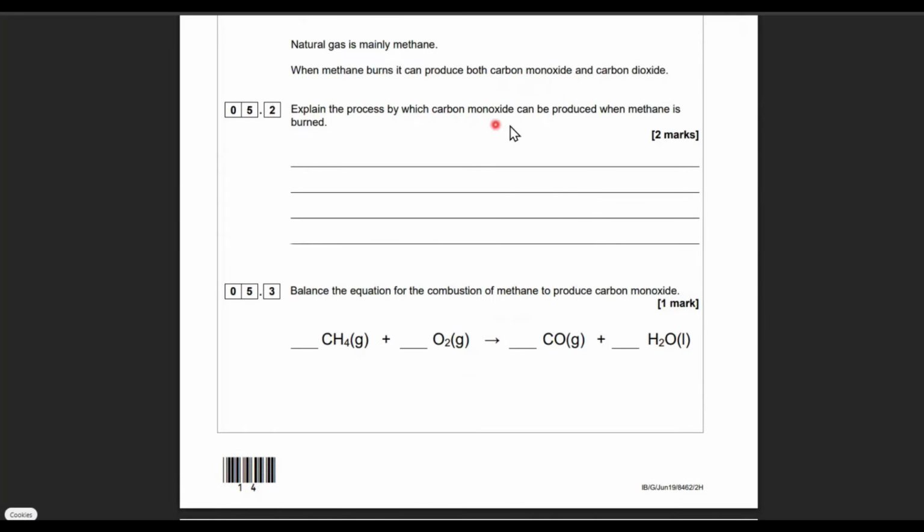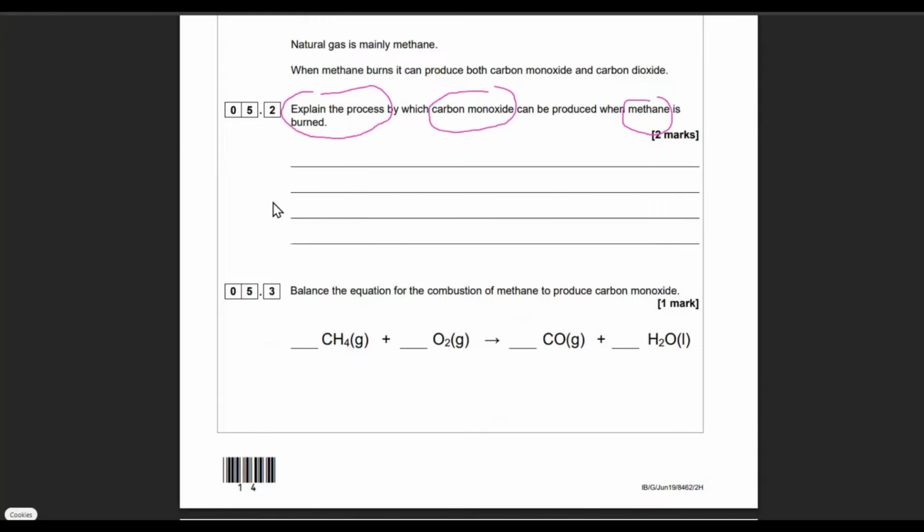Explain the process by which carbon monoxide can be produced when methane is burned. And it's worth 2 marks. You just need to think of 2 key words. Why don't you press pause on the video, have a go, and then unpause and I'll explain it. All right, I'm going to go through it. So explain the process of how carbon monoxide is formed when methane is burned.